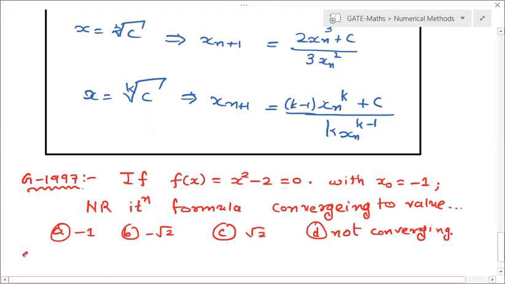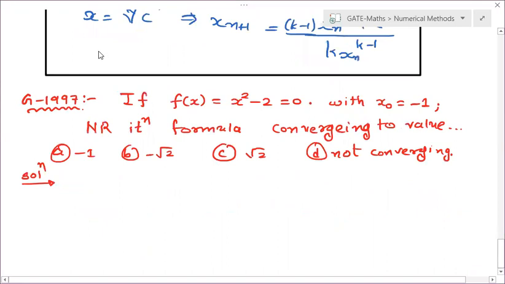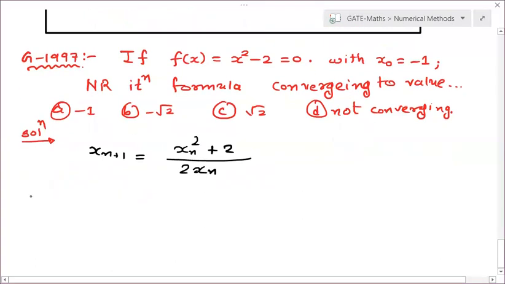So let me show you this first, and then I will give you a shortcut for it also. We all know what the iteration formula for this is. f of x is equal to x square minus c. So xn plus 1 is equal to xn square, 2 minus 1 is 1, plus c, c is here 2, divided by its differential 2xn, isn't it? Here x0 is -1. So let us try to find from here.